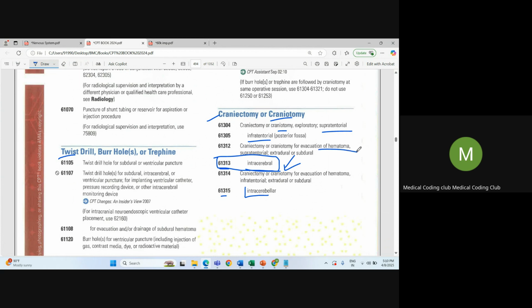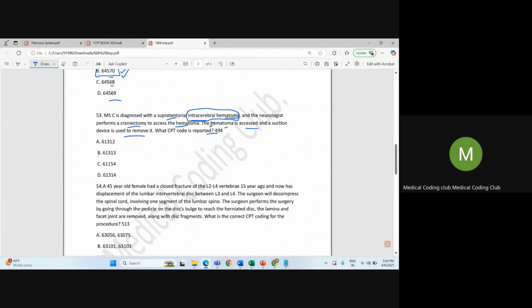You can just see here, evacuation of hematoma. They are doing craniectomy procedure to evacuate hematoma. The first standalone code says supratentorial, but the 61313 says intracerebral location. So they are evacuating hematoma from the intracerebral region. That's why the answer should be 61313.